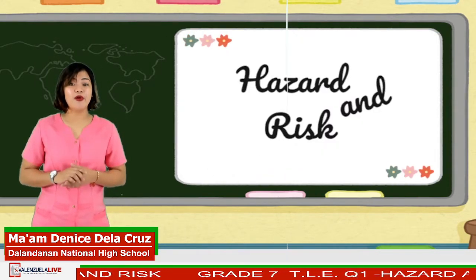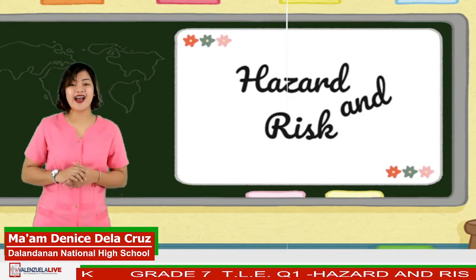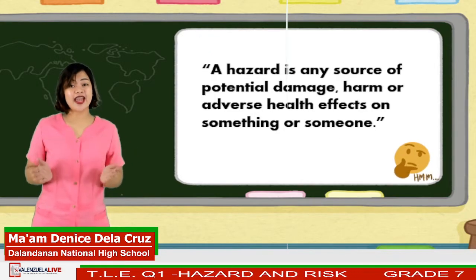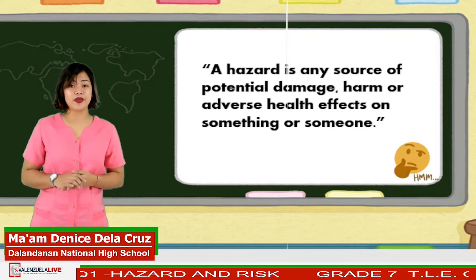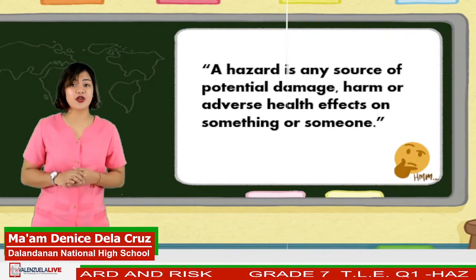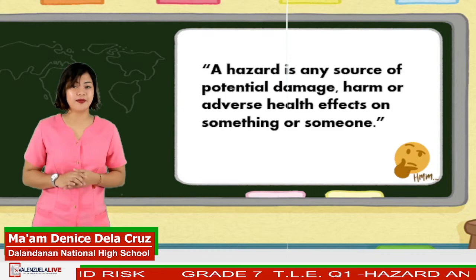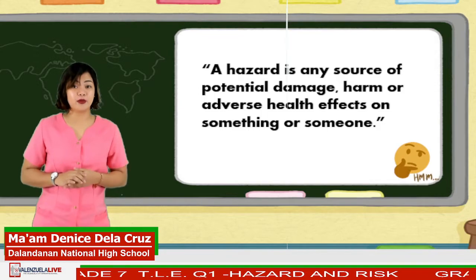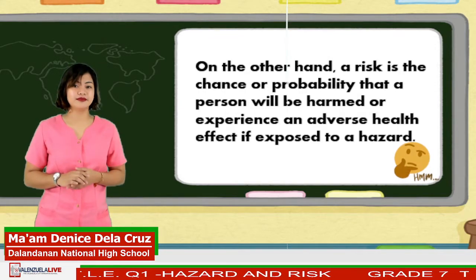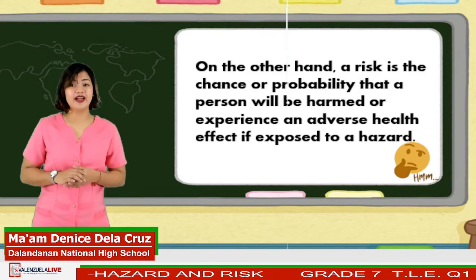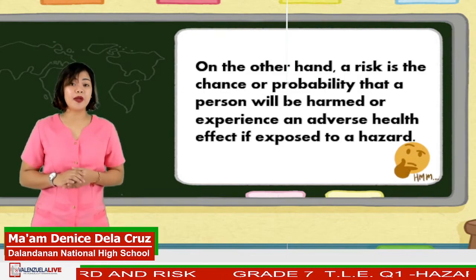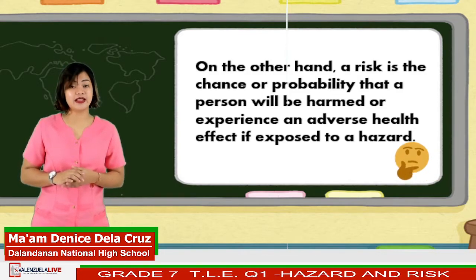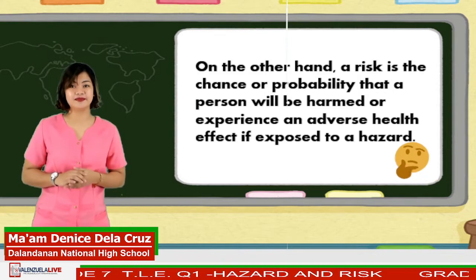For today, we will talk about hazard and risk. A hazard is any source of potential damage, harm, or adverse health effects on something or someone. It is a situation that could be dangerous to people in the workplace. On the other hand, a risk is the chance or probability that a person will be harmed or experience an adverse health effect if exposed to a hazard.